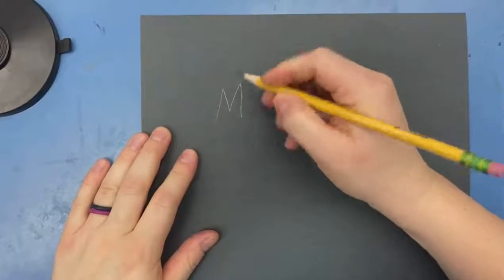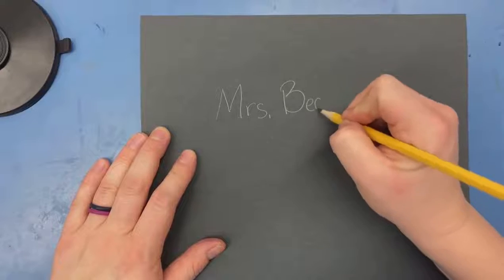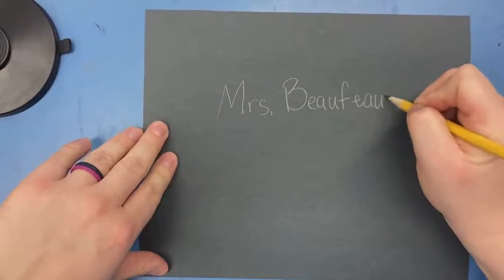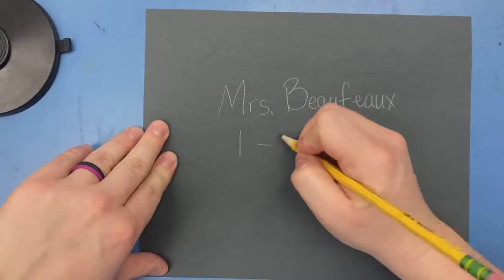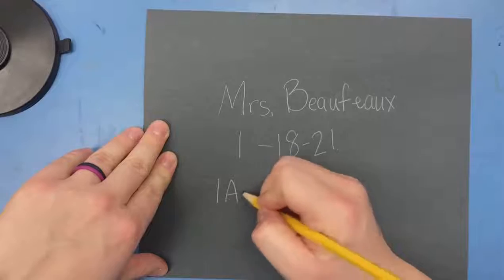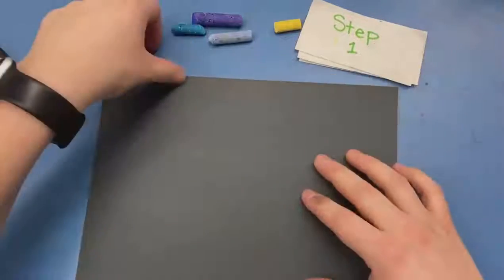The first step in our project today is the same as always. We're going to put our name, date, and class on the back of our project. Here I'm writing Mrs. Beaufeaux, 1-18-21, and this is a first grade project, so you'll either write 1A, 1B, or 1C. Let's flip our paper over and get started.